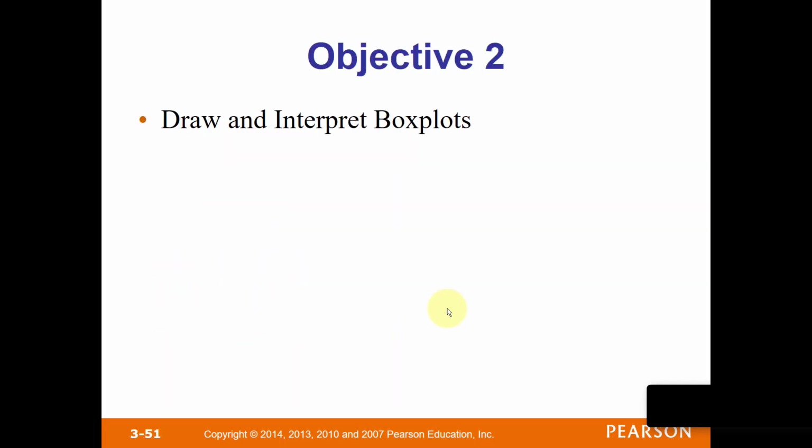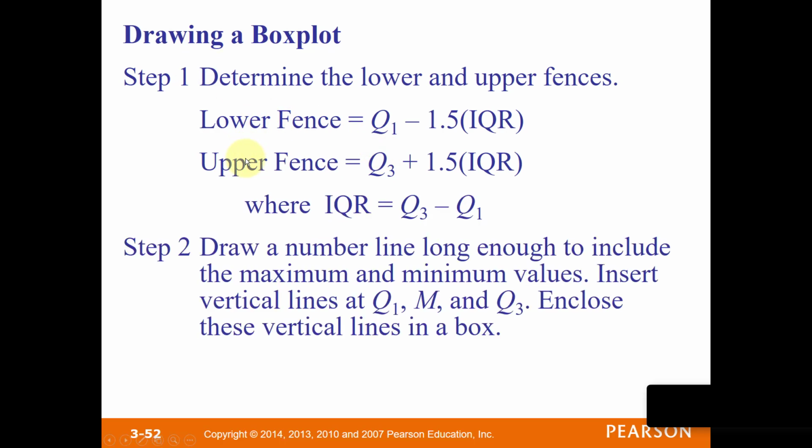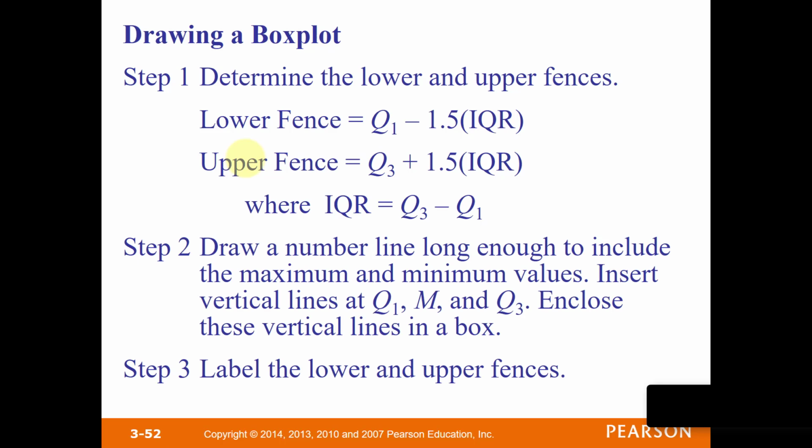So now we're on drawing and interpreting box plots. For this objective, you will necessarily need to remember the last objective in 3.4, which was outliers and fences. We need that idea of fences here and outliers. So you compute the lower and upper fence. Let me just find a picture and then I'll draw it.